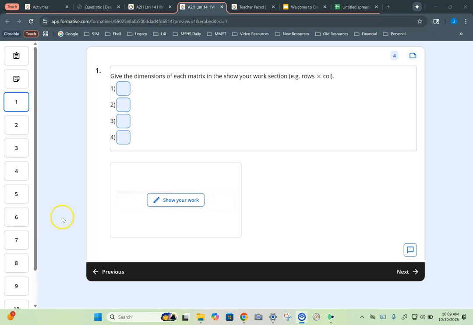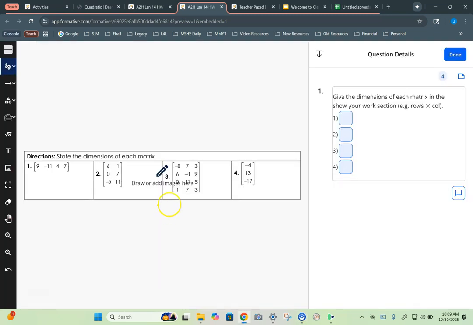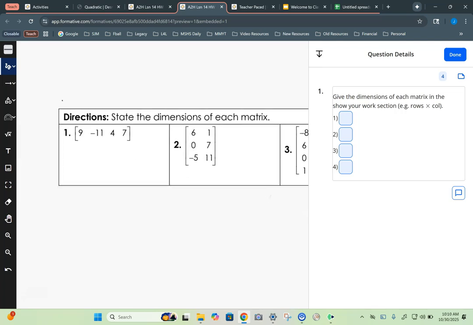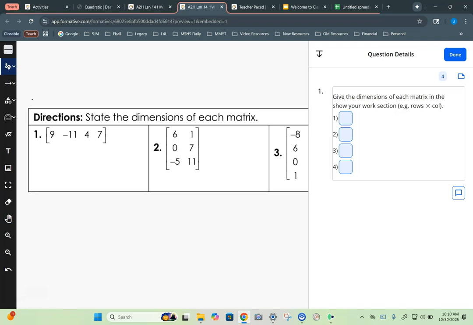All right, so you are going to give the dimensions of each matrix in the show your work section. So you're just going to open the show your work section. And by the way, if you get annoyed by that little thing, watch, I'll show you. Where it pops up and says draw images or add things here and it's cluttering your way, just put a little teeny dot right above the box and that'll clear that out of the way. And then that way you can zoom in and type in your dimensions.